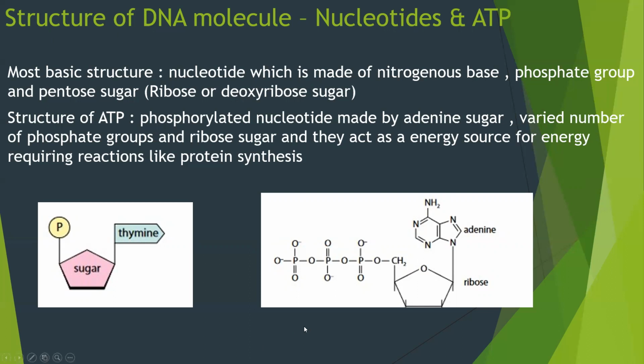And ATP is said to be a phosphorylated nucleotide because there can be varied numbers of phosphate groups. So AMP, which is adenosine monophosphate, has one phosphate group, ATP has three, and ADP has two. So it's a phosphorylated nucleotide because there are multiple phosphate groups. It's made of adenine and ribose sugar, and it acts as an energy source for energy-requiring reactions like protein synthesis.